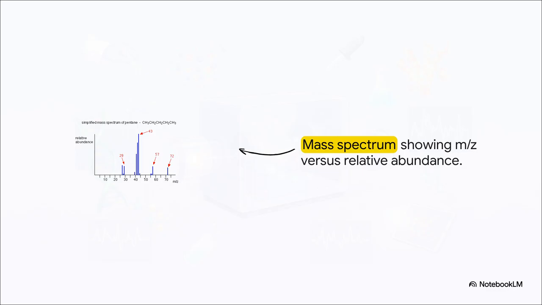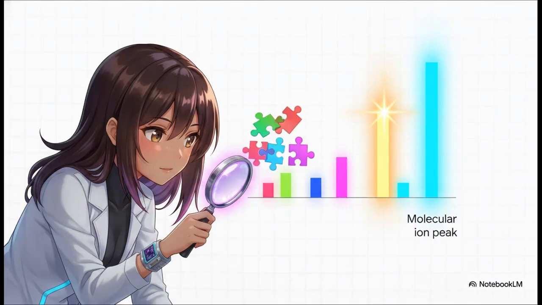The graph charts the mass-to-charge ratio, the m/z, along the bottom axis, against the relative abundance on the vertical axis. Basically, every vertical line you see represents a literal piece of the molecule that struck the detector. To decode this data, scientists are hunting for 3 critical clues. First up is the molecular ion peak, or M+. This represents the heaviest fragment, which is usually just the intact molecule itself. This gives us our total molecular weight.